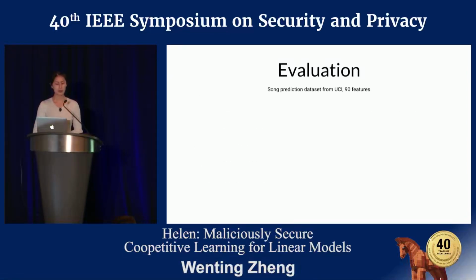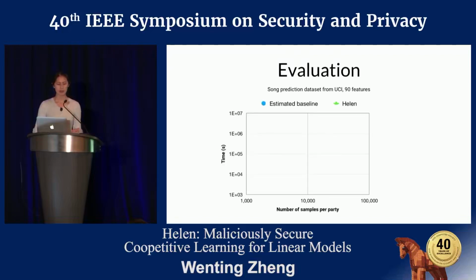I'm only going to show evaluation on one data set. We do have more in the paper. This data set is a song prediction data set from UCI, which is a repository for open source machine learning data sets. This particular data set has 90 features. And so here's a graph.